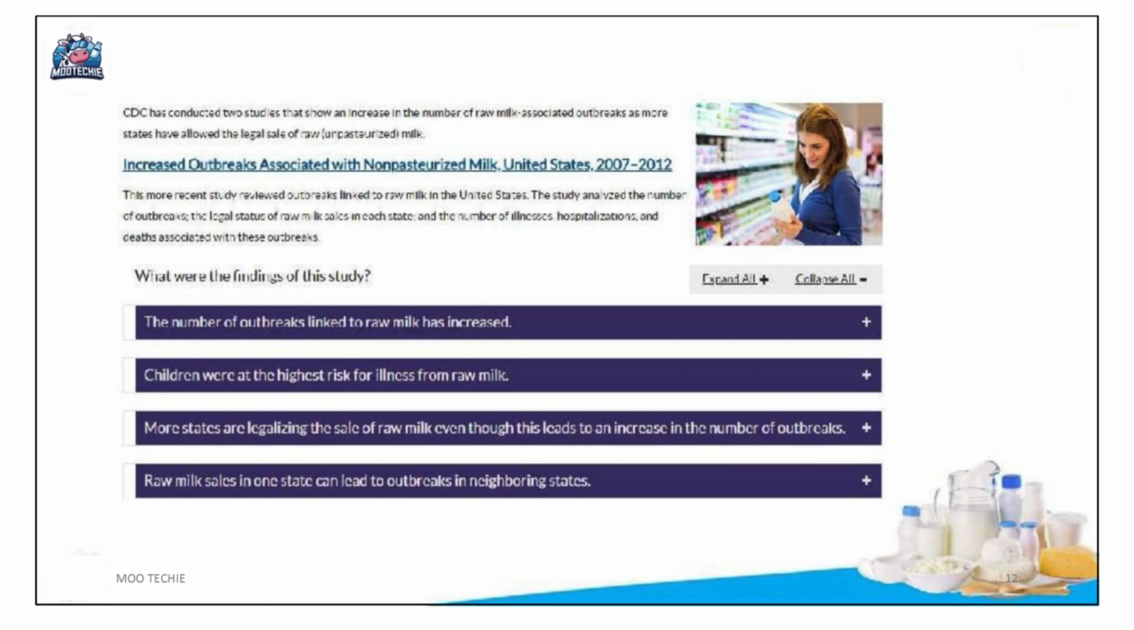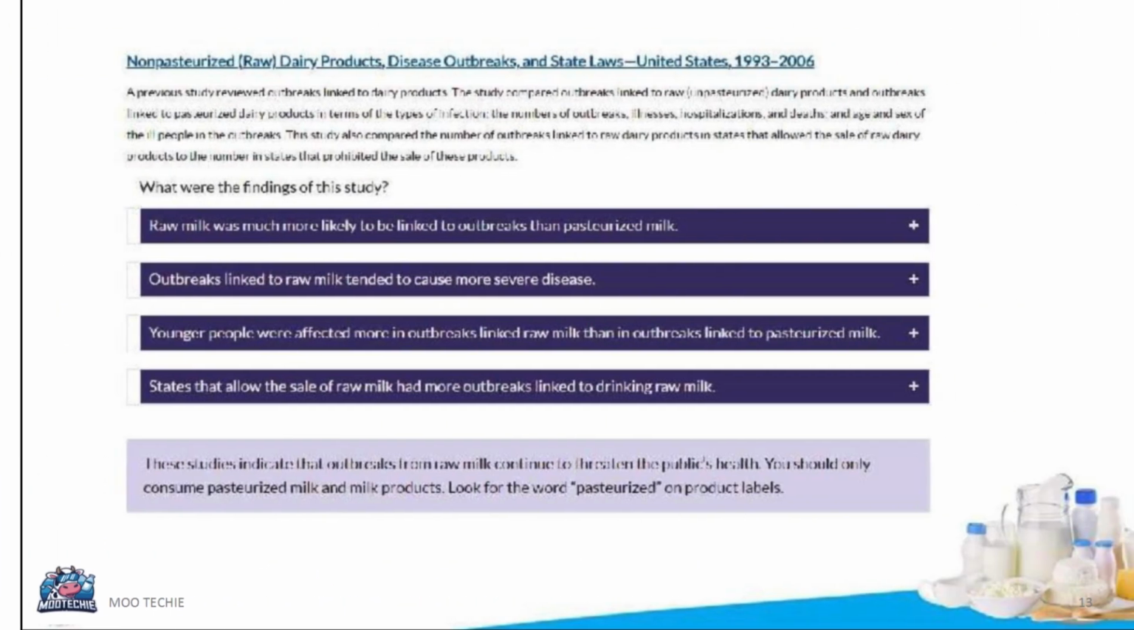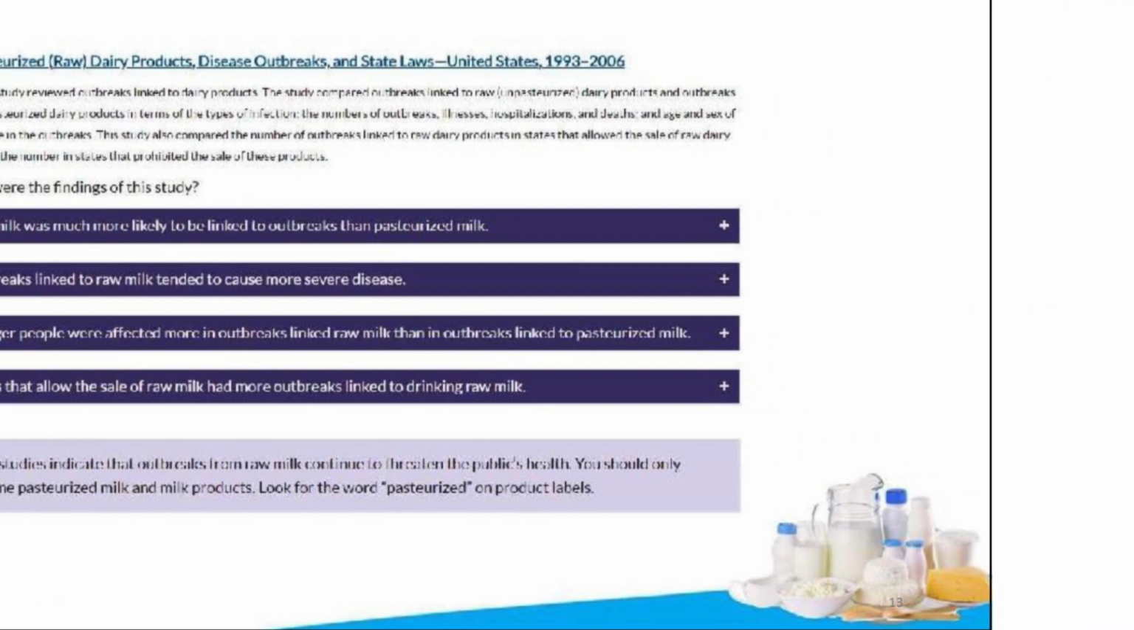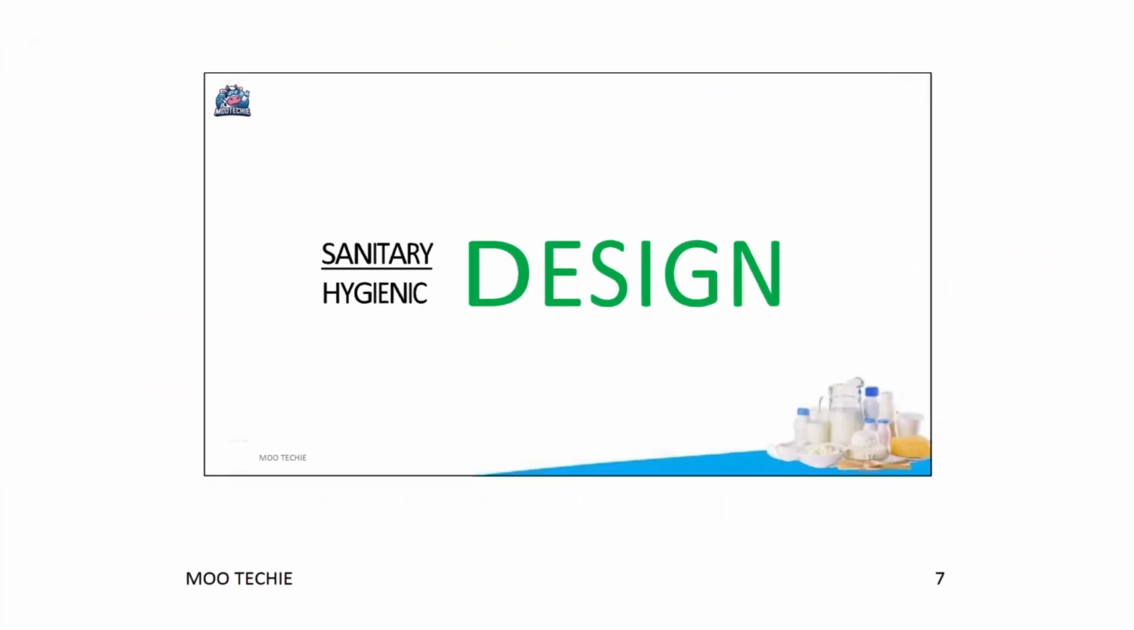The Centers for Disease Control (CDC) has conducted studies showing a clear increase in raw milk-associated outbreaks as more states have allowed its legal sale. These studies found that the number of outbreaks has increased, children are at the highest risk, and that sales in one state can lead to outbreaks in neighboring states. The evidence is clear. Consuming pasteurized milk is a critical public health measure. This is why sanitary and hygienic design is non-negotiable in a dairy plant.